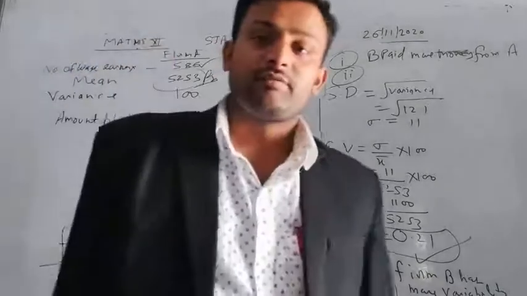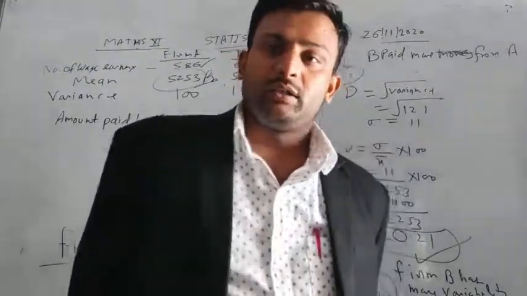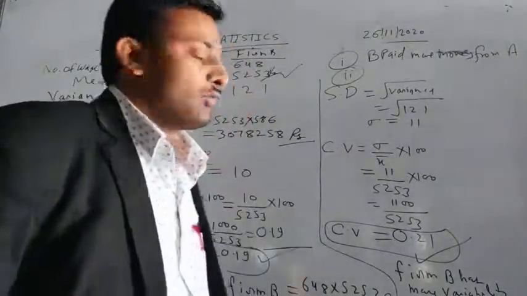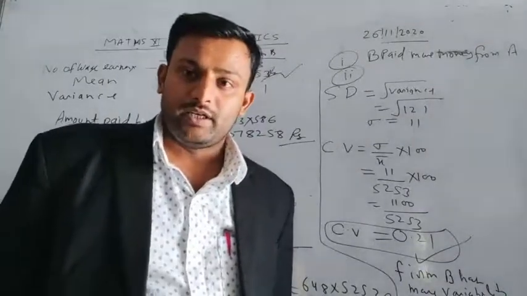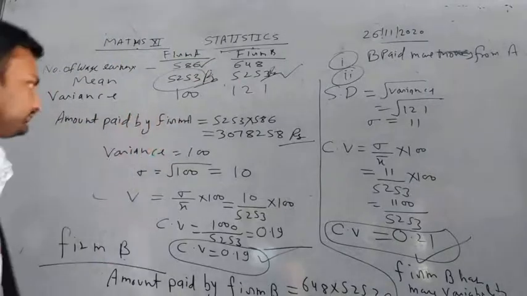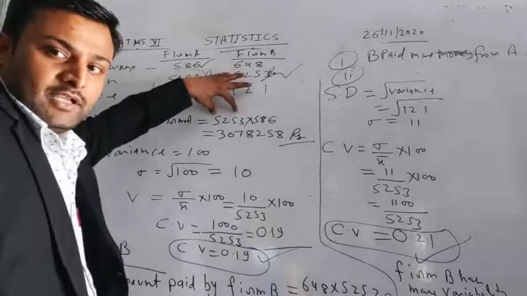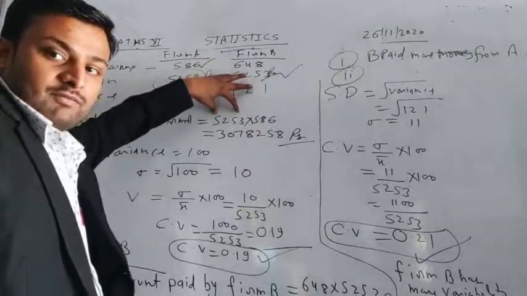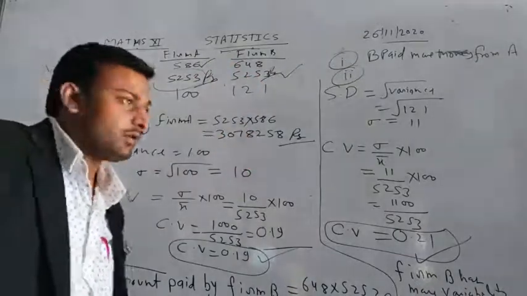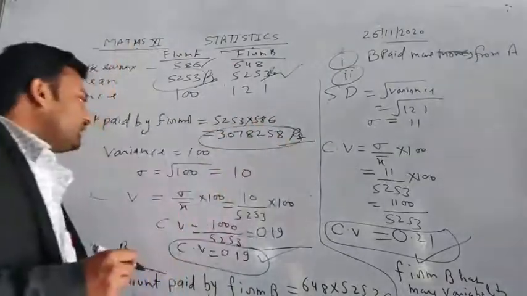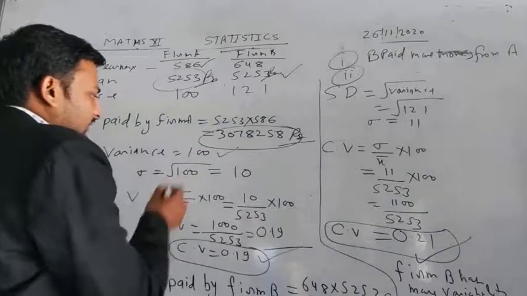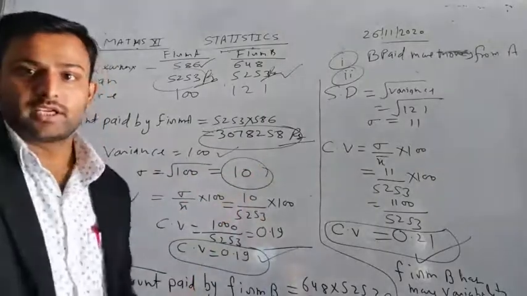Now the first question is, which firm paid more money, firm A or firm B? And the second part is, which is more variable, firm A or firm B? So the amount paid by firm A is what? This is the mean money which is paid monthly by firm A, and this is the number of workers. So the total money paid by firm A will be this, okay. Now variance is given. So our sigma will be the square root of variance, which is equal to 10, okay.